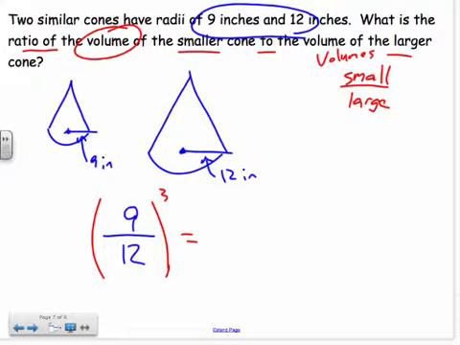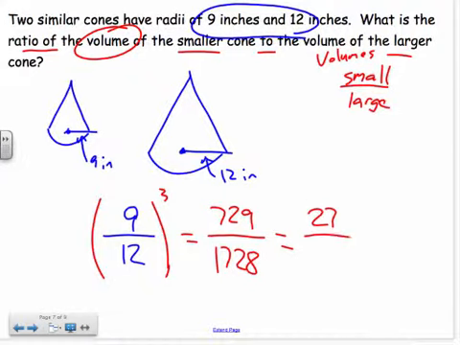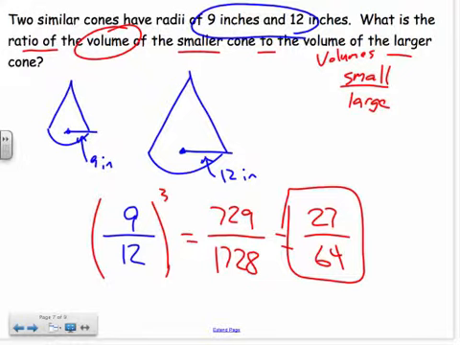So I got to take 9 cubed, which is 729. And then I got to take 12 cubed, which is 1728. And I really should simplify this. This sort of gets tricky. So let's use our calculator. I'm going to type in 729. I'm going to hit my ABC button to get a fraction over 1728. And I hit equals, and it simplifies it for me. 27 to 64 would be my ratio of the volumes.